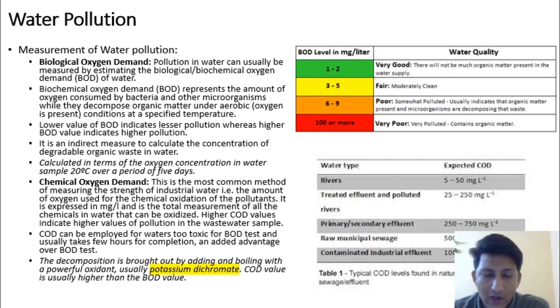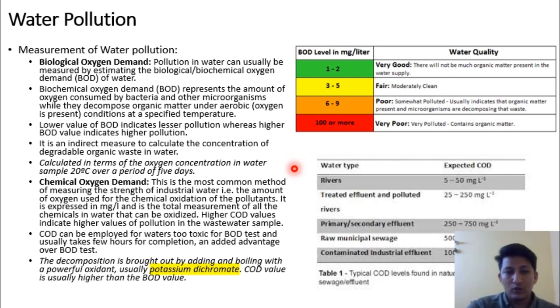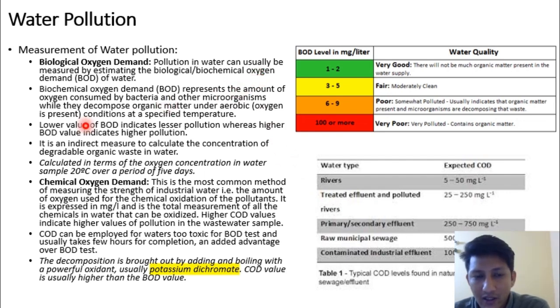Now, what are the different parameters that we use to measure the pollution in water? So I will quickly go through this. No need to go into detail. So when we try to measure water pollution, we calculate the BOD, biological oxygen demand. So focus on this topic.